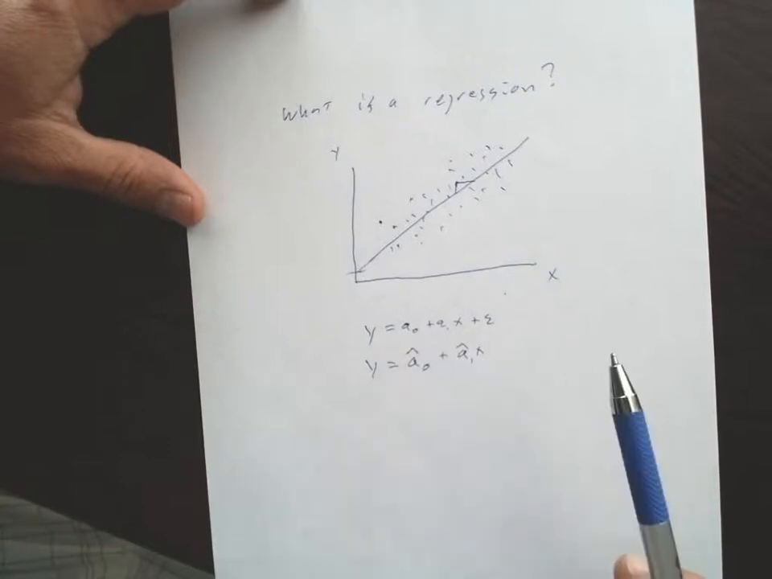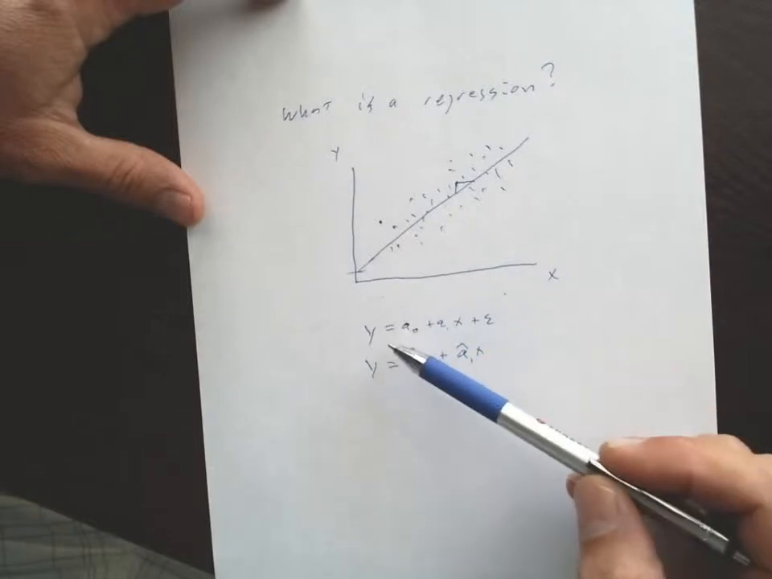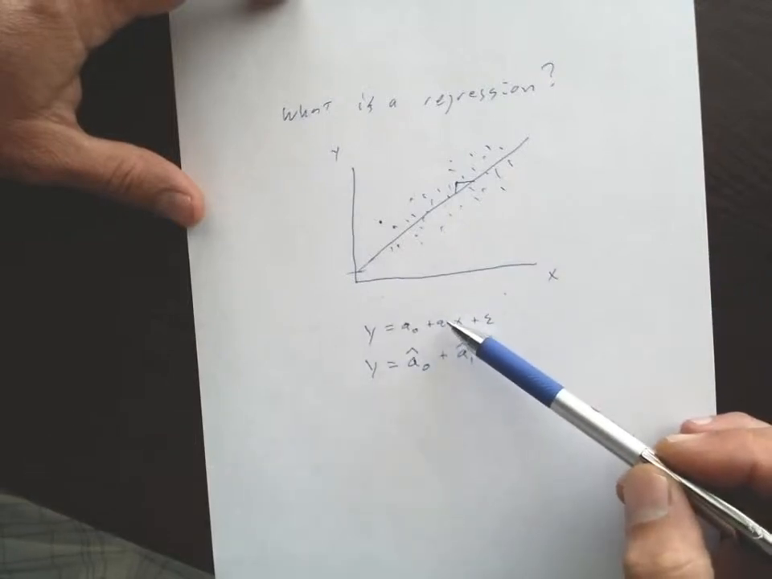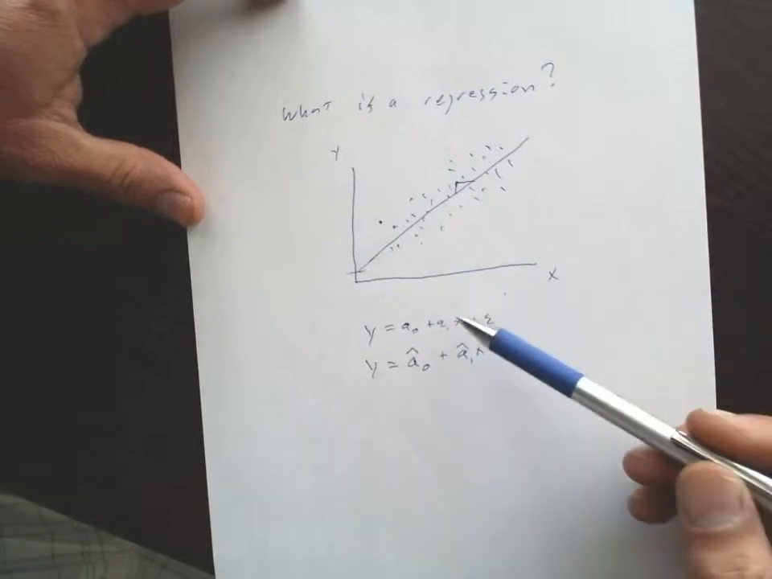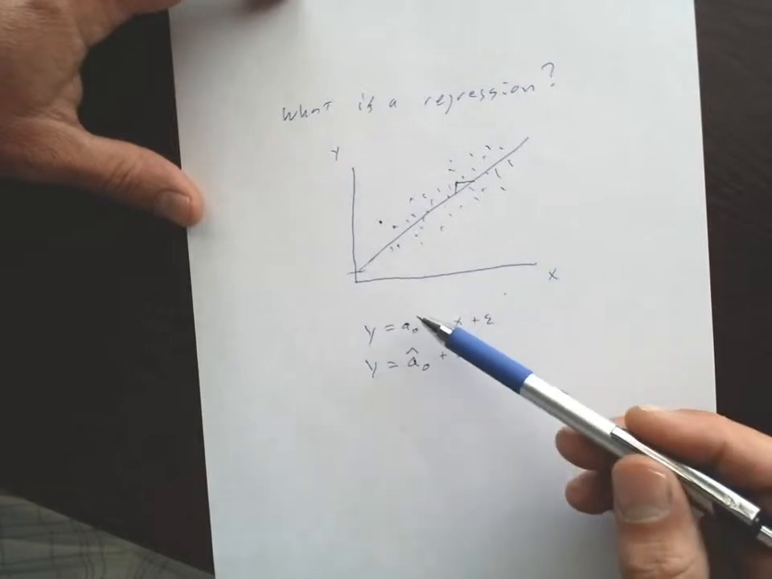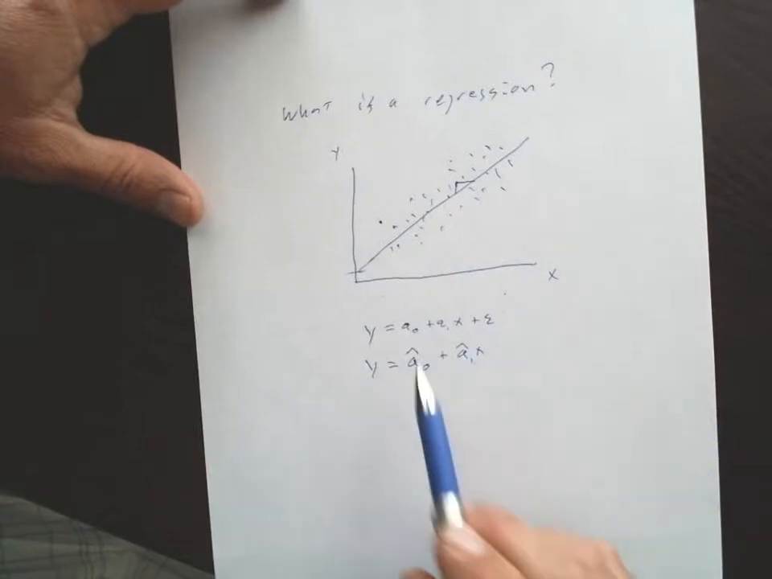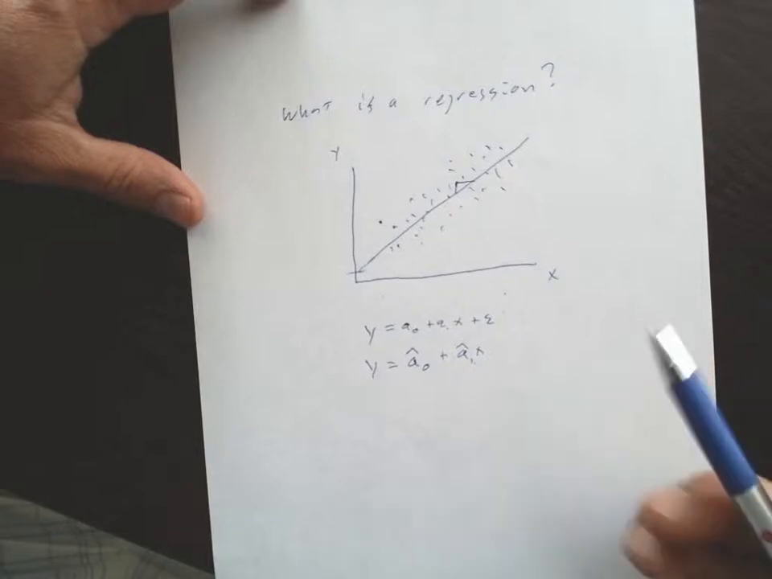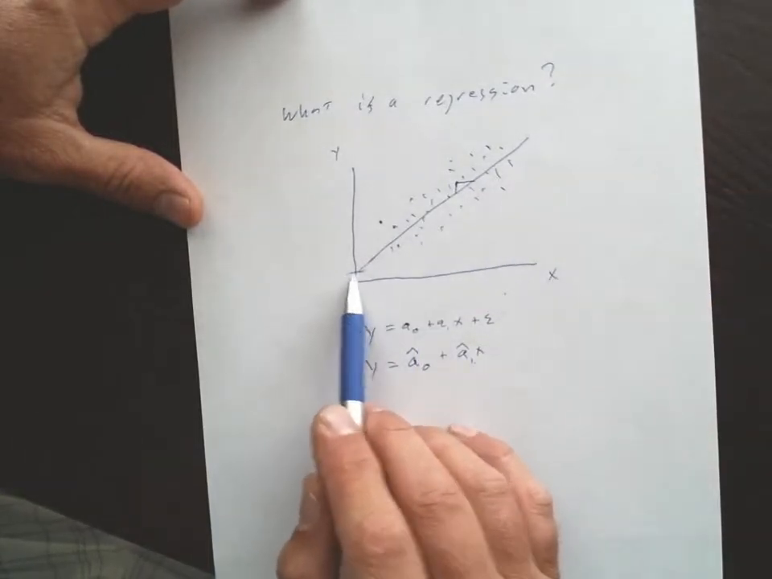The estimator for the constant term in the original formulation is A0. The estimator for the slope coefficient is A1. The actual estimate of A1 is A1 hat, and the actual estimate of A0 is A0 hat. A1 hat and A0 hat are actual numbers. That is the actual slope of this line. That is the actual intercept of that line.